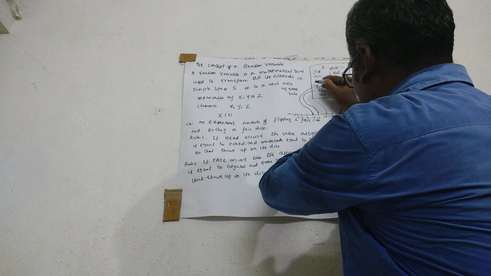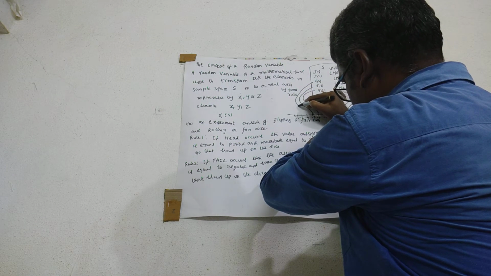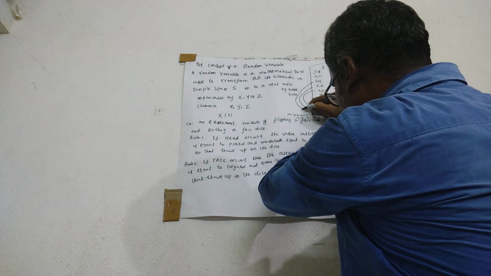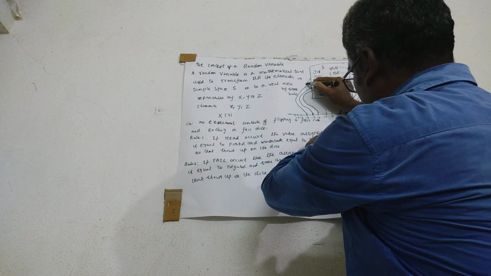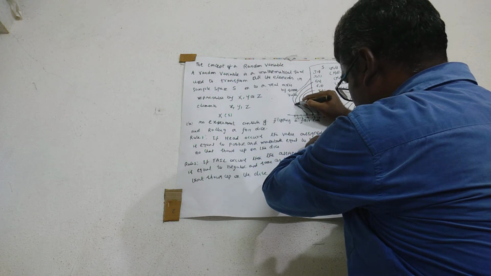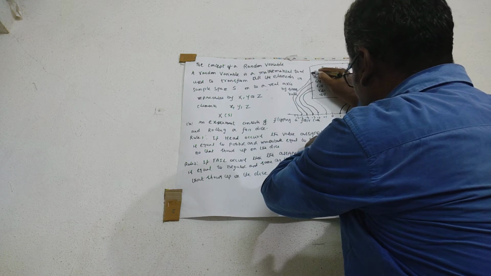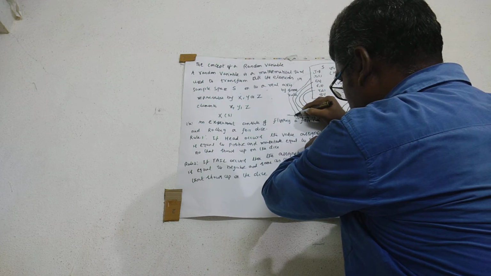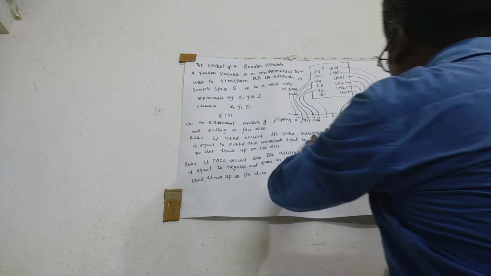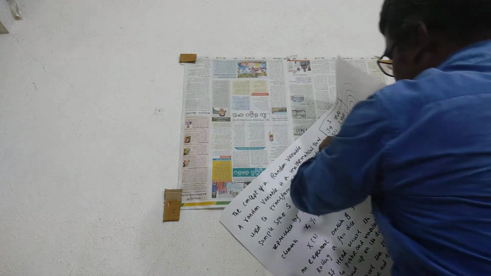T comma 4 is mapped to -4. T comma 5 is mapped onto -5. T comma 6 is mapped onto -6. Observe here, 12 elements in the sample space.